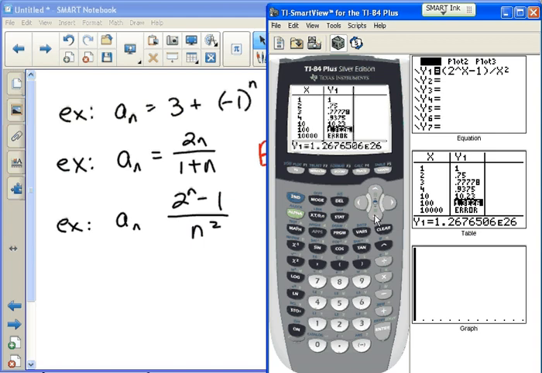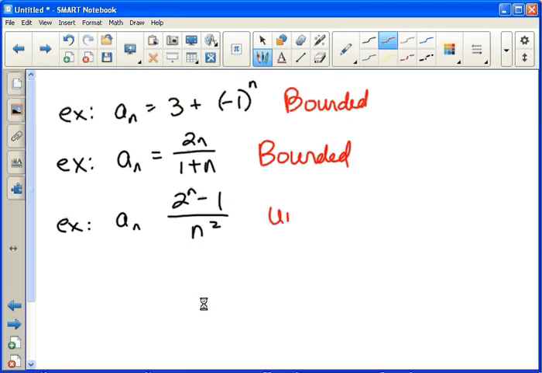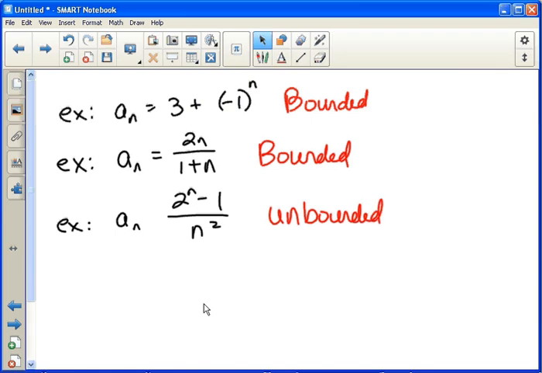So the bottom line is, you want to see, is this thing going to infinity or negative infinity? If it is, then you're unbounded. Because it doesn't have a max or it doesn't have a min, one or the other. If it appears to just approach a number, then it is bounded. So if it has a max and it has a min, something that never goes above and below, it's bounded. If it doesn't have one of those, if it doesn't have either of those, it's unbounded.